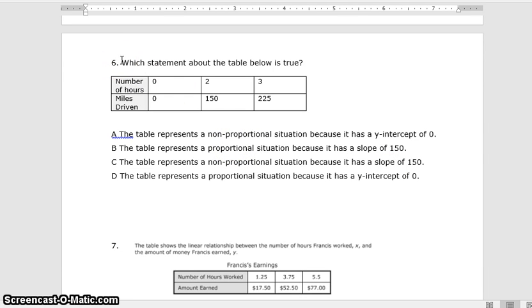Number 6. Which statement about the table below is true? Number of hours, miles driven: 0, 0; 2, 150; 3, 225. A, the table represents a non-proportional situation because it has a y-intercept of 0. B, the table represents a proportional situation because it has a slope of 150. C, the table represents a non-proportional situation because it has a slope of 150. D, the table represents a proportional situation because it has a y-intercept of 0.